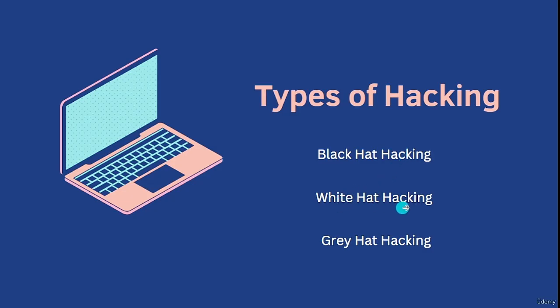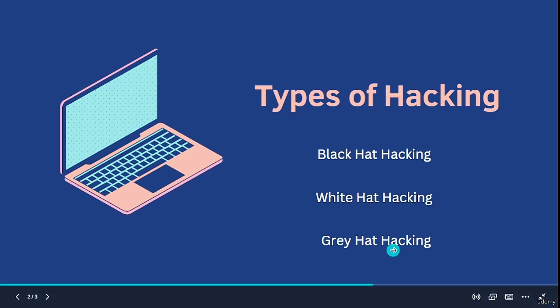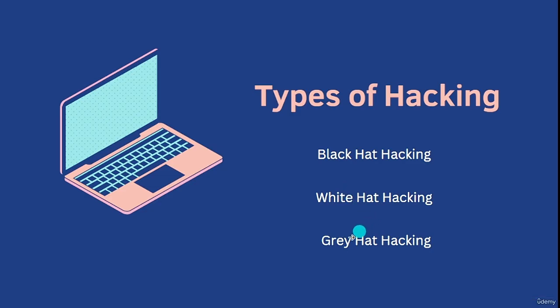Then white hat hacking is hacking with the intent of discovering the vulnerability or weakness of a particular computer system or network, and ultimately reporting that weakness or vulnerability to the organization or the person involved. Then there's what we call gray hat hacking. Gray hat hacking is a combination of the black hat and the white hat. Now, what do we mean by the combination?